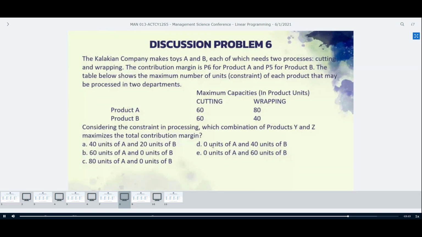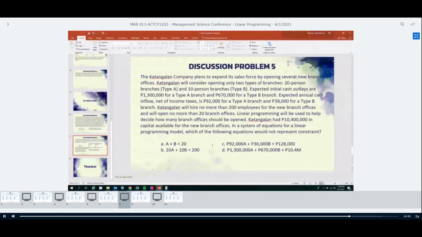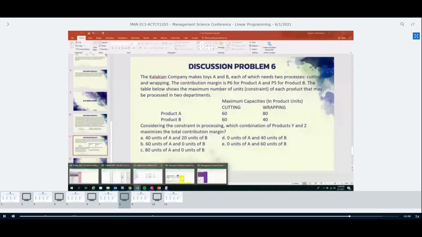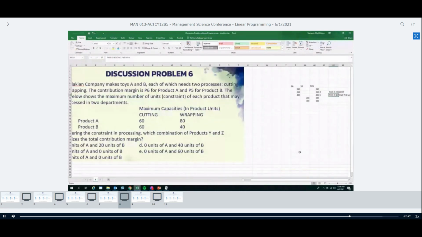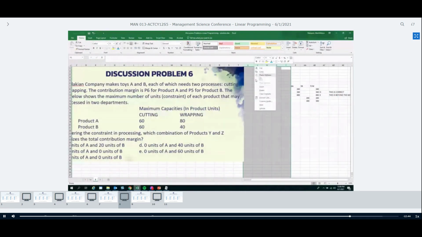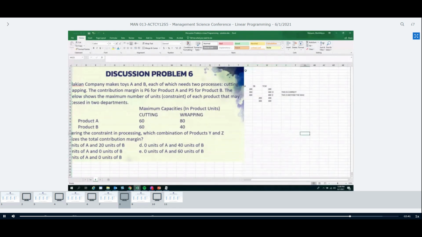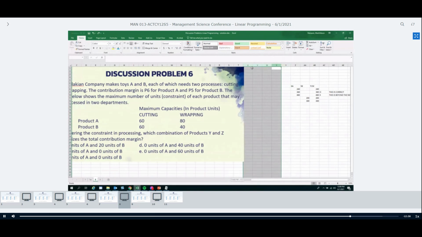Now, let's do, I think this is the last problem, no, for this topic. So, considering the constraints in processing, which combination of products Y and Z maximizes the total contribution margin? Sige, isa-isa na lang natin ito. Sige, ito medyo tricky.